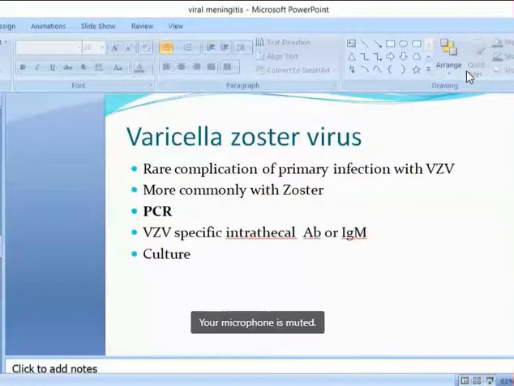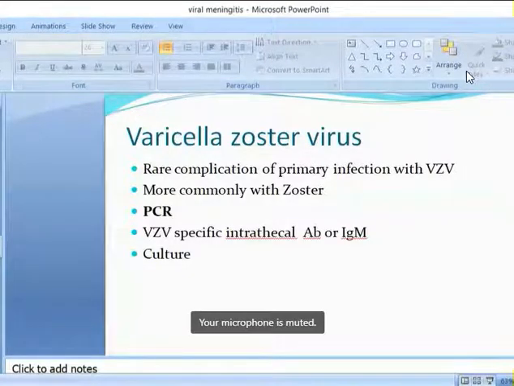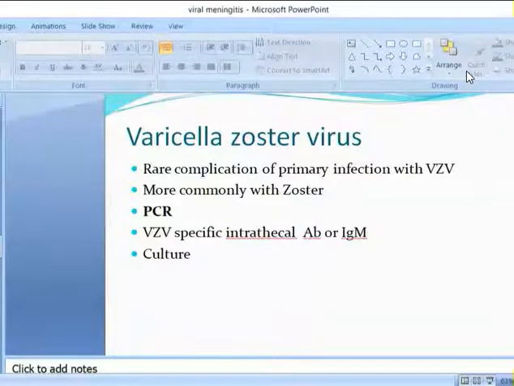Then we come to varicella zoster virus, another herpesviridae group virus. Meningitis is a rare complication of primary infection with varicella zoster virus. Primarily, the varicella zoster virus causes infection of the respiratory tract and skin lesions appear. Most commonly, the meningitis is due to the recurrence again. So you can expect meningitis in herpes zoster rather than in the primary infection, that is varicella.